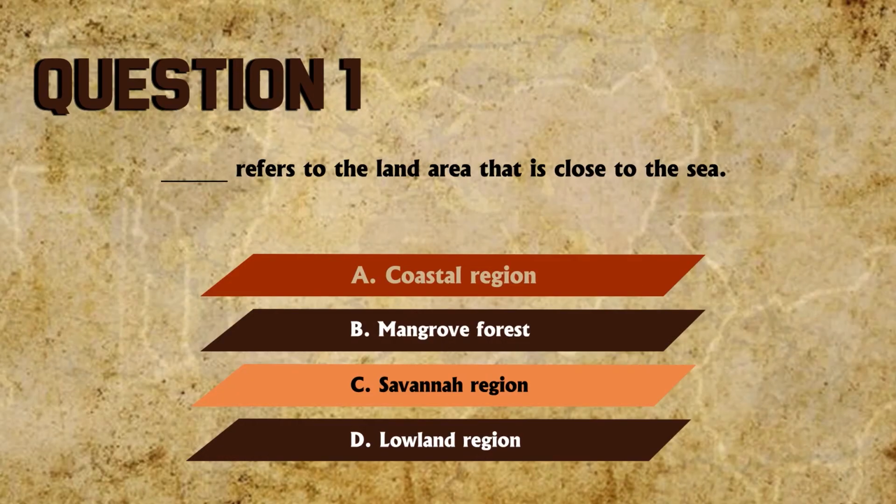This brings us to our test section. Question 1. Which of the following options refer to the land area that is close to the sea? Option A, coastal region. Option B, mangrove forests. Option C, savanna region. Or option D, lowland region. The correct answer is option A. Coastal region refers to the land area that is close to the sea.